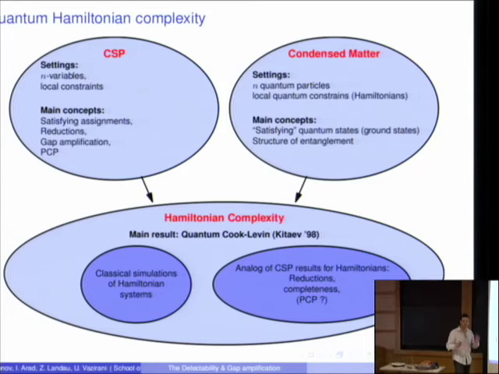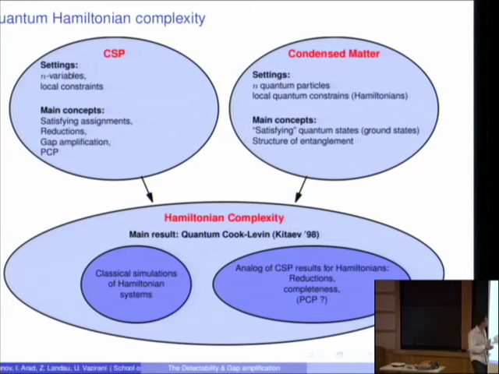Okay, so the general subject in which this result can be located is called quantum Hamiltonian complexity. This is a new field that has been evolving in the recent 10 years or so. It can be seen as the marriage of two seemingly very different fields. One is complexity theory or constraint satisfaction problems, and the other is condensed matter physics. In the first one, the general setting is we have n variables, and we have some constraints between them, and the main concepts are satisfying assignments, reduction, gap amplification, PCP, etc.